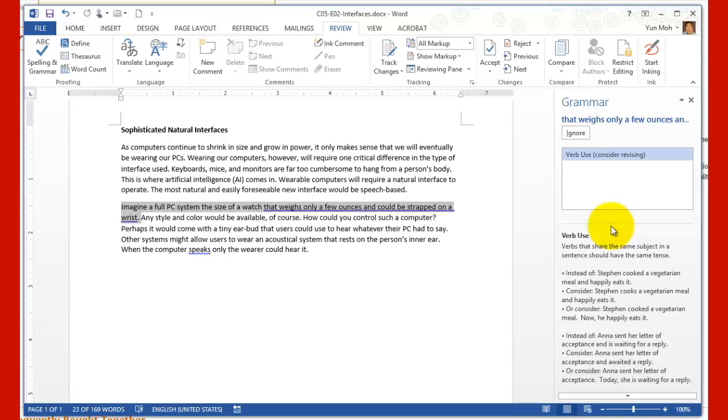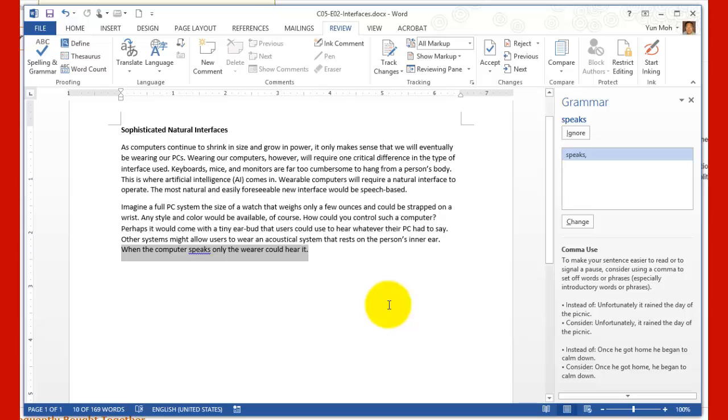Okay, when the grammar checker selects the sentence again, read the information and then click the ignore button. So why did it pick up verb use? I think it was a little bit concerned with the word ounces here, that's a plural, but in correct grammar it is a few ounces, that's okay. And that's why it was a little bit confused. So go ahead and click on ignore.